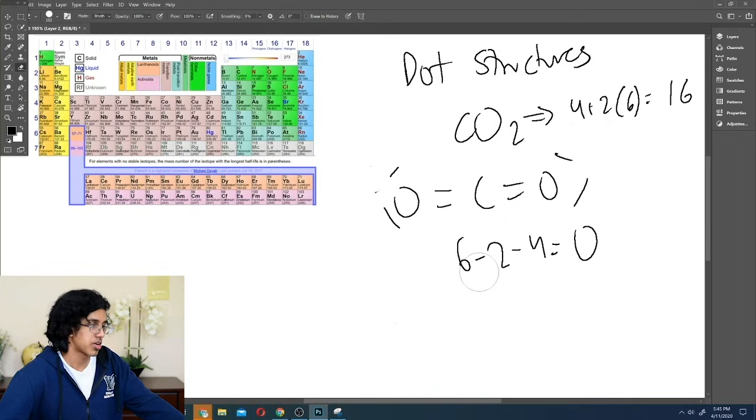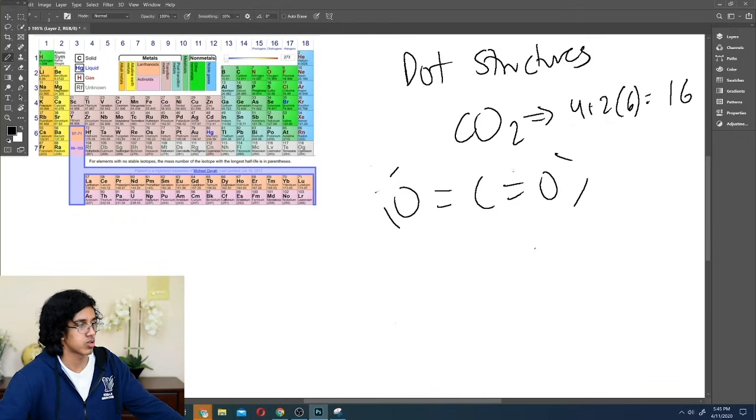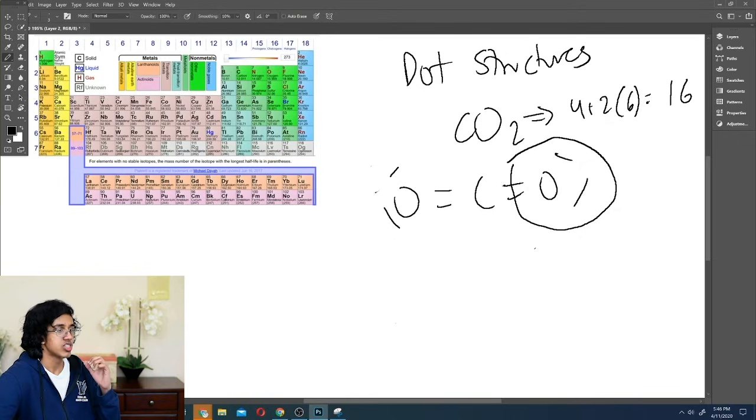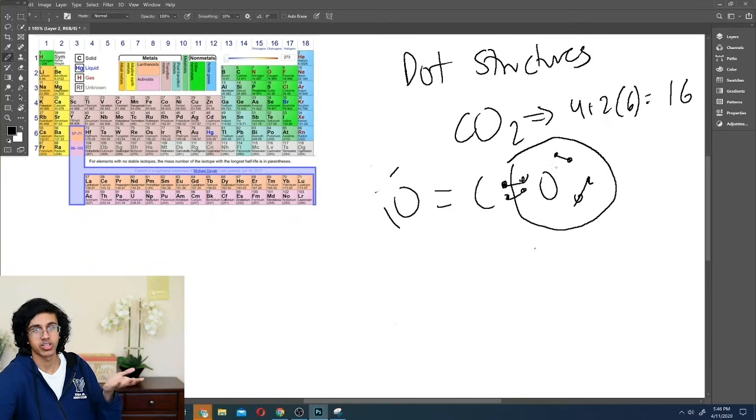Another way I like to think about this is, if you draw a circle around the element, you should basically think about each bond as having one electron here and one there. Then you just count how many electrons are within the circle, and in this case, oxygen has 6. And then you subtract that from the number of valence electrons.